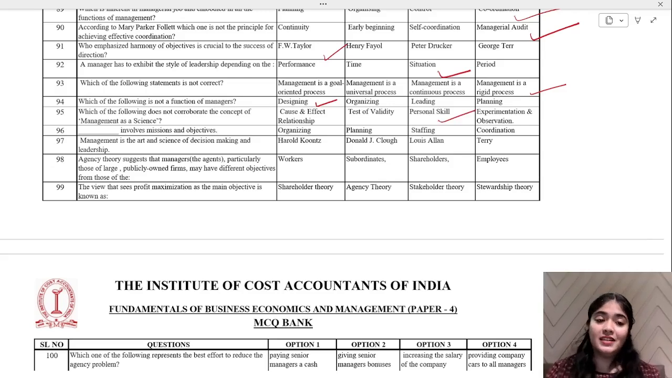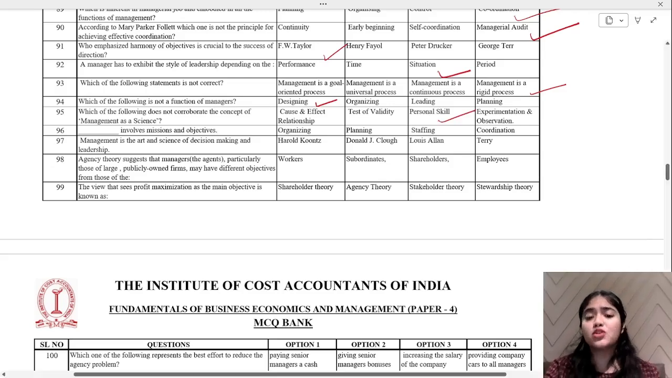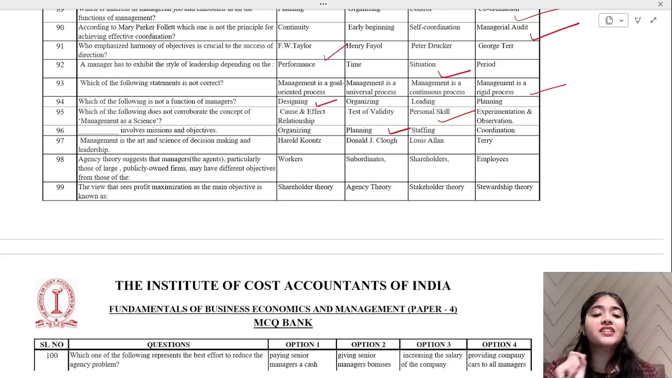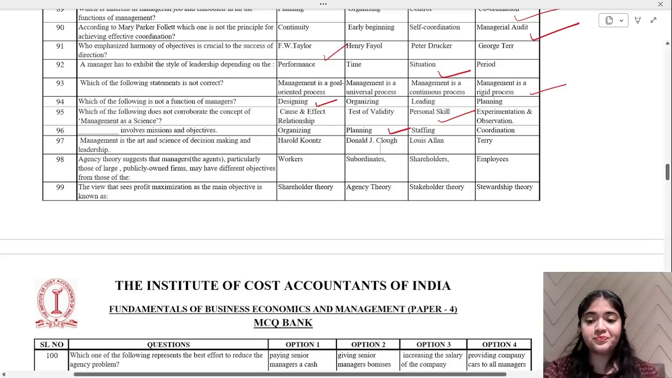So personal skill. Dash involves missions and objectives: organizing, planning, staffing, coordination. So dash involves missions and objectives. What is the mission and objective? Where it is done? It is done in planning, right? Planning stage of management. Management is the art and science of decision making and leadership. Who gave this definition? Tell me. Yes, that's right. Donald J. Clough.